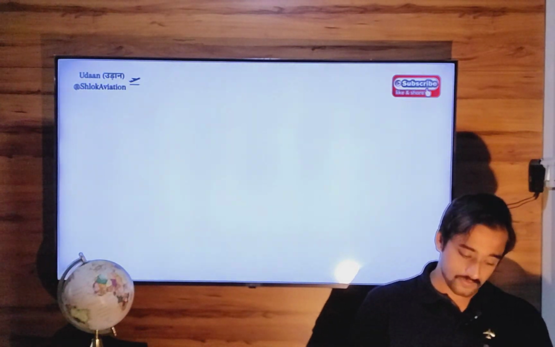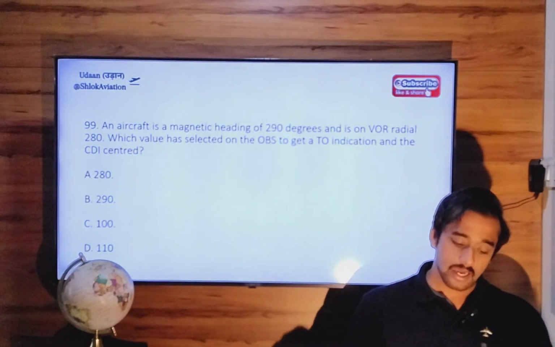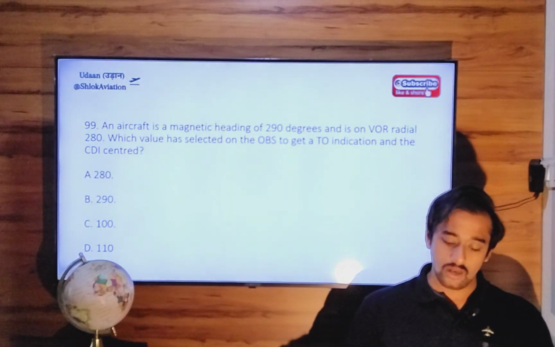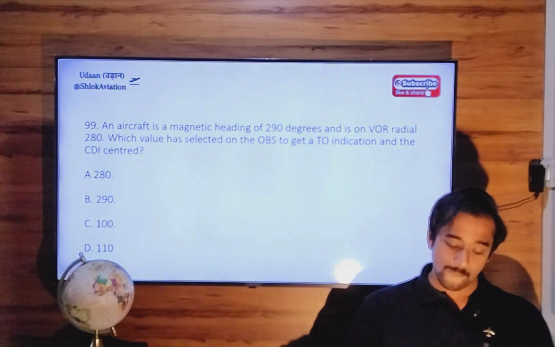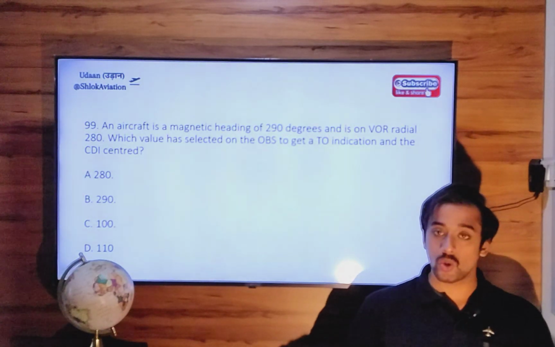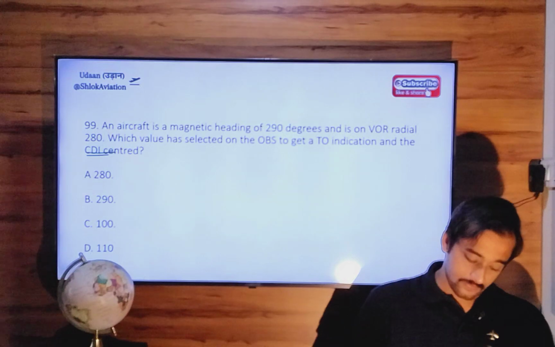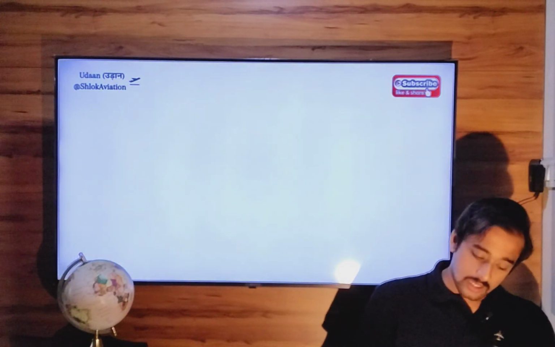Remember this. Question 99. Aircraft is on a magnetic heading of 290 and is on a radial of 280. Which value has to be selected on the OBS to get a TO indication and the CDI needle in the center? So this is your VOR.